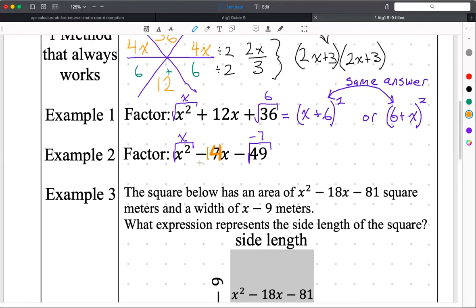All right, so if I did change example number 2 to x squared minus 14x minus 49, what is the answer then?